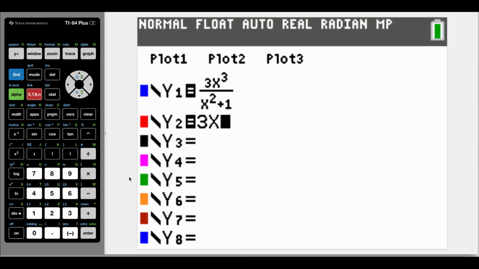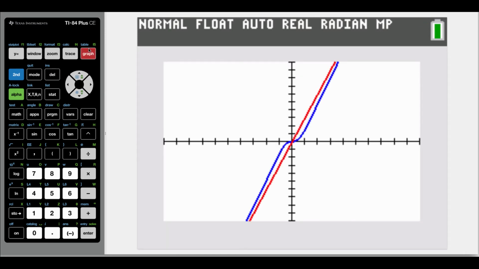So again, I have both of my new equations typed in, 3x cubed over x squared plus 1, and my y equals 3x. So if I graph these out, as we're working our way from the origin out to the right, this blue graph is gradually getting closer and closer to that line y equals 3x. And as we work our way to the left, same thing is happening. Our graph is getting closer and closer to that line y equals 3x. So we can say that they have similar end behaviors.